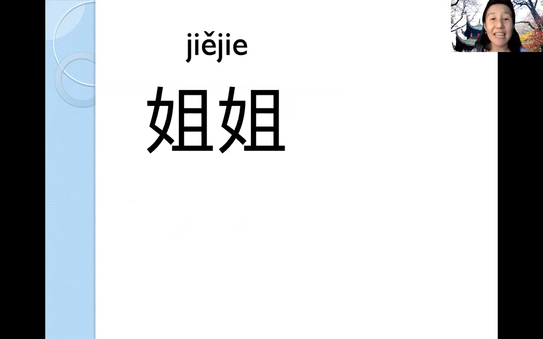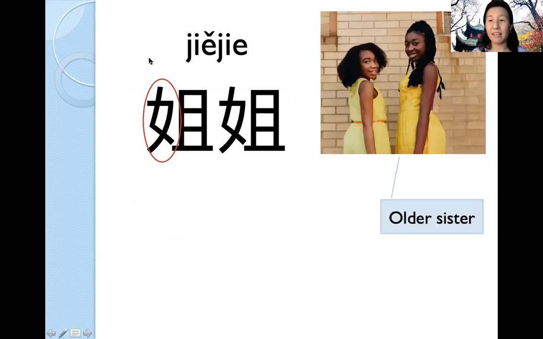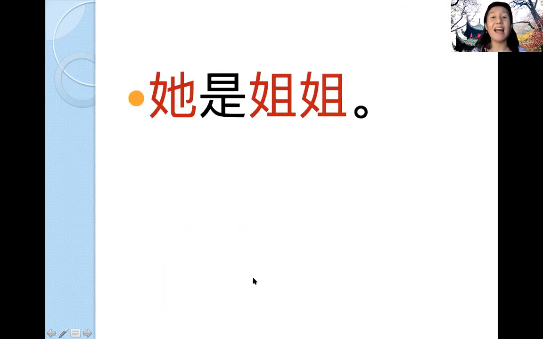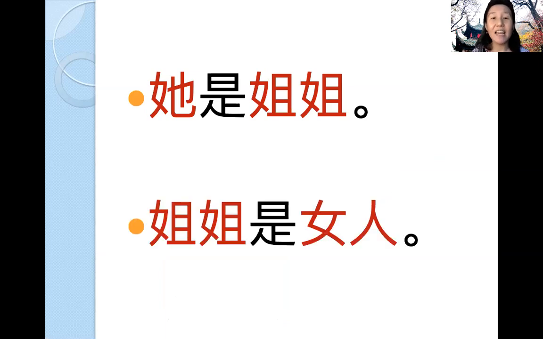First one, 姐姐. Female character. So you know it's a female family member. That means the older sister. And remember, previously we have learned 小姐. 小姐, that means miss. 她是姐姐. 姐姐是女人. She's older sister. Older sister is a woman.